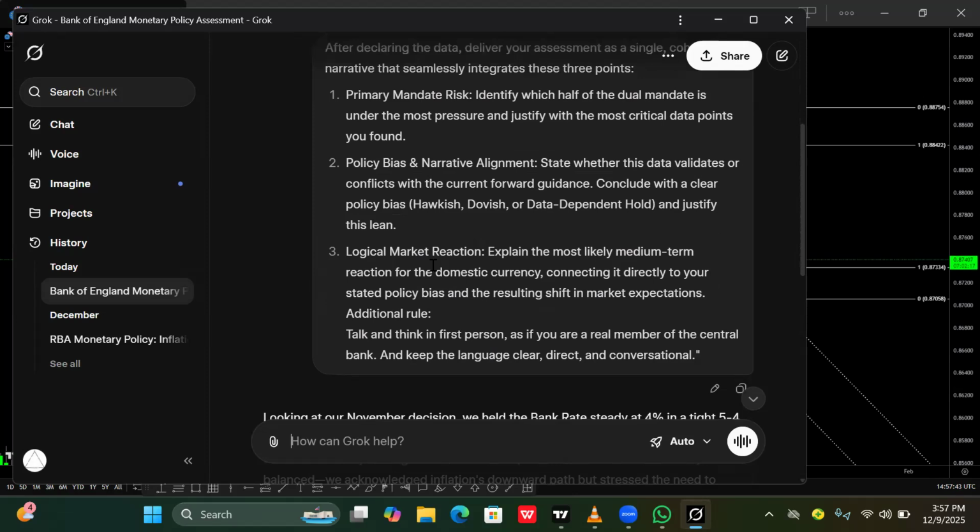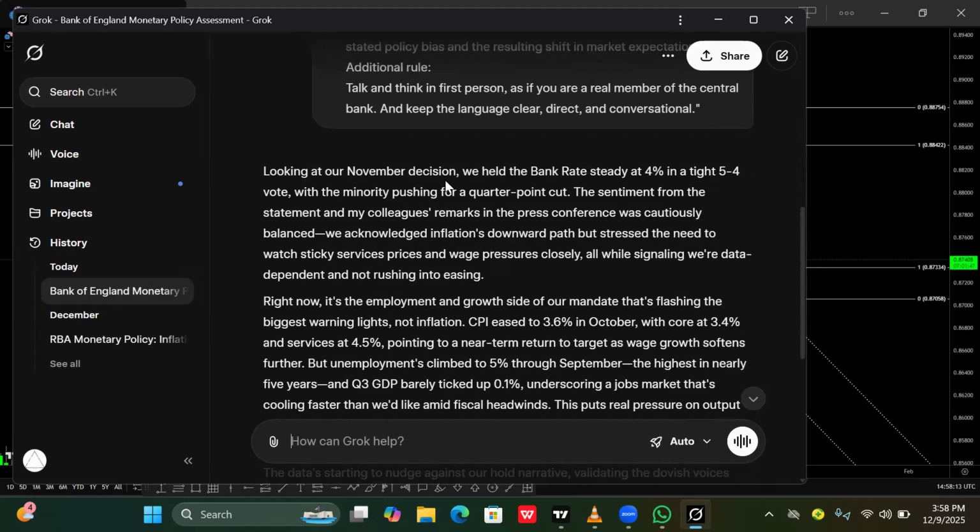Now, the first point is primary mandate risk, which of their dual mandate is at risk, because we know most major banks run what is called a dual mandate, which is maximum employment and stable prices. Now, we need to ask the AI to assess all the economic data and come up with these 3 things: which of the primary mandates is at risk, what is the policy bias and narrative alignment, and logical market reactions based on all this. And now, here's what the AI came up with.